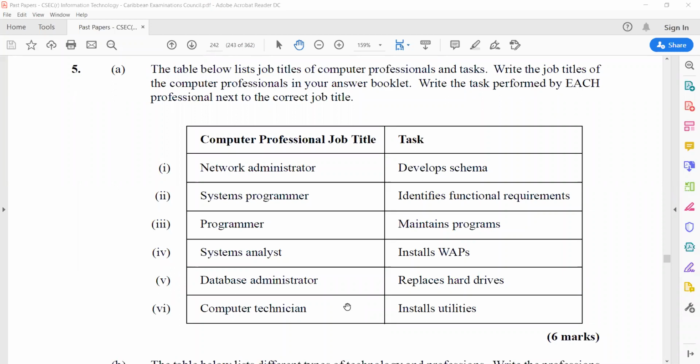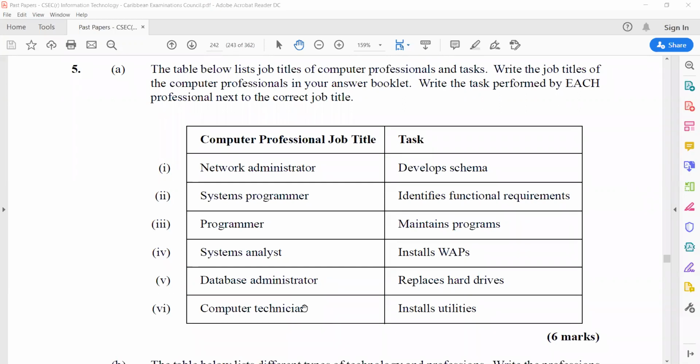The third one that is sort of clear is develop schema. Now, when you talk about schema, you generally talk about database schema. So a database administrator will develop the schema, right? So that's that. You're left with maintains programs, replaces hard drives, and installs utilities, and with the system programmer and computer technician.